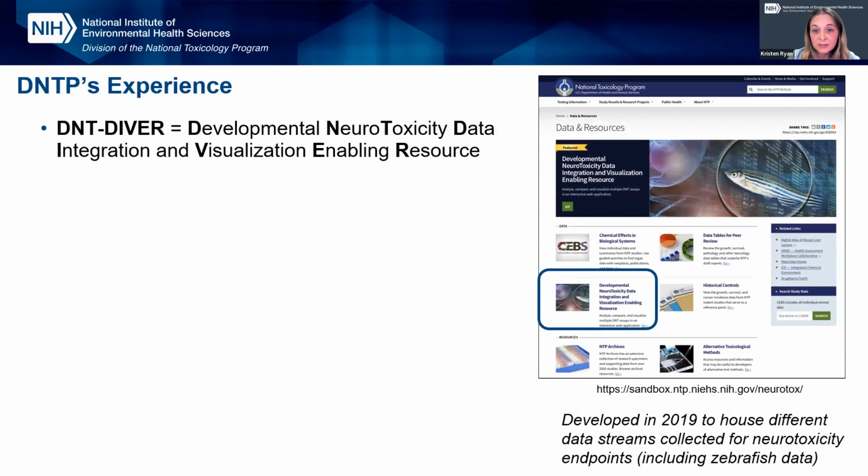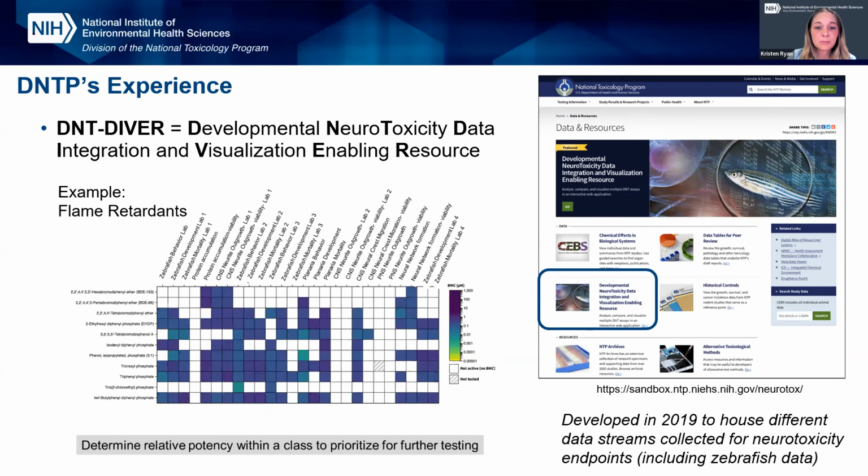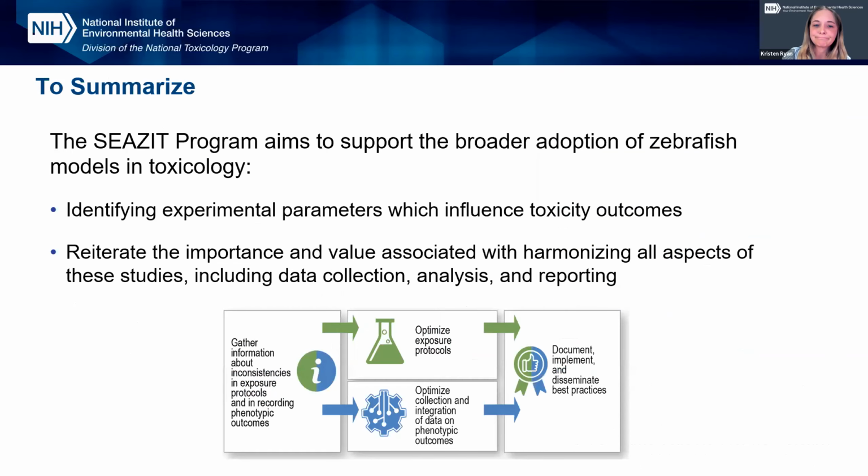We do have some experience doing this. In 2019, we released a tool called DNT Diver. And this was really to focus on neurotoxicity endpoints with 10 different labs. Within this, we also had some zebrafish data already, so we kind of understand how we want to present the data and show it. And just by way of example from our Diver that we currently have, we can compare relative potencies of flame retardants run in 26 different assays. And we view this as a starting point to ask questions, think about prioritizing chemicals.